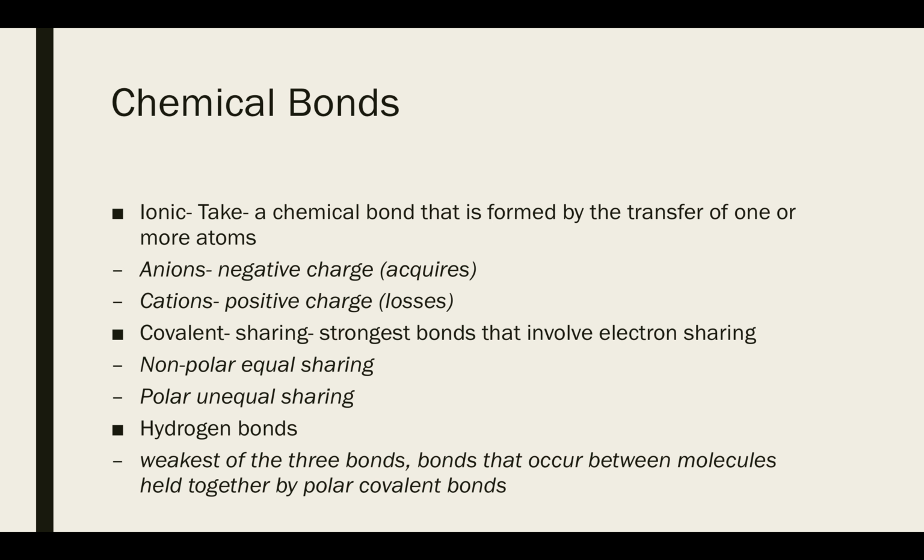Next, we're going to talk about covalent bonds. A good way to remember covalent bonds is that they share. They're the strongest bonds that involve electron sharing. If the sharing is equal, then that is considered nonpolar. If it is unequal, it is polar. Hydrogen bonds are the weakest of the three, and those bonds occur between molecules held together by polar covalent bonds.